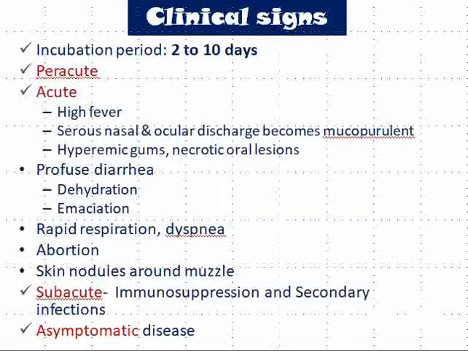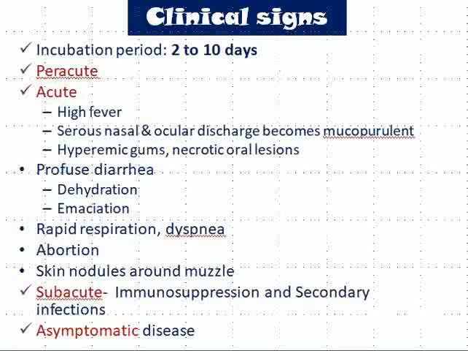Regarding clinical signs, the incubation period of PPR virus varies from 2 to 10 days. However, 2 to 6 days is considered typical. It can be exhibited in various clinical forms, and this is decided by the strain of the infecting virus, the immune status of the animal, and variable stressors, environmental stressors or management stresses.